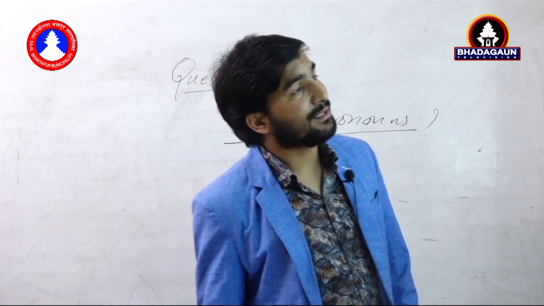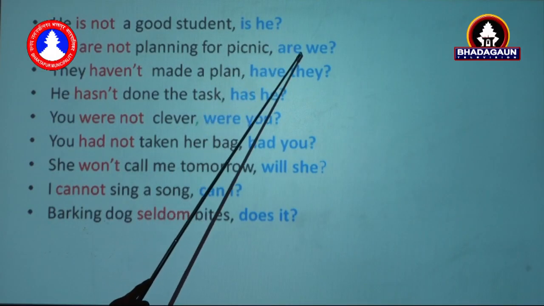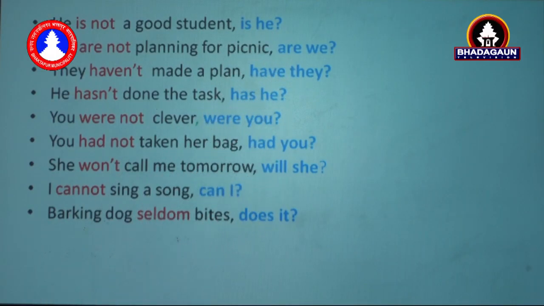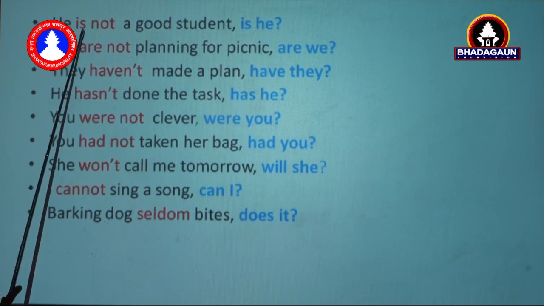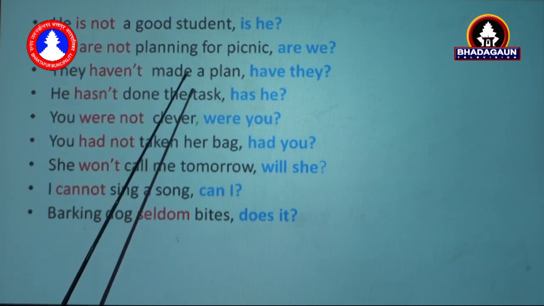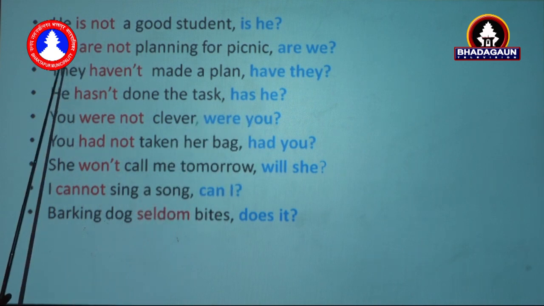So all the tags are positive. There is no not; you cannot see any negative word in the tag, because all the sentences are negative and the tag will be positive. This is our rule. So let's see. First of all, you have to identify three things. First, whether the statement is positive or negative. Second, identify the auxiliary verb used in the statement. Then find the pronoun. Here the auxiliary verb is is, so no need to worry about searching for it; the auxiliary verb itself is present in the statement.